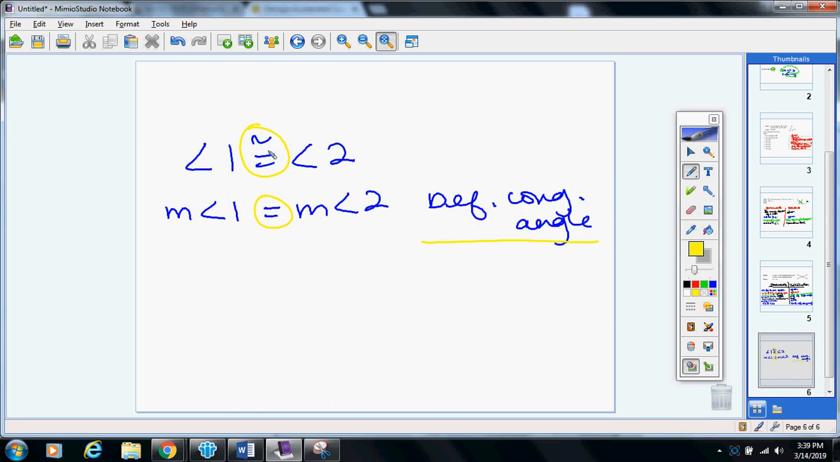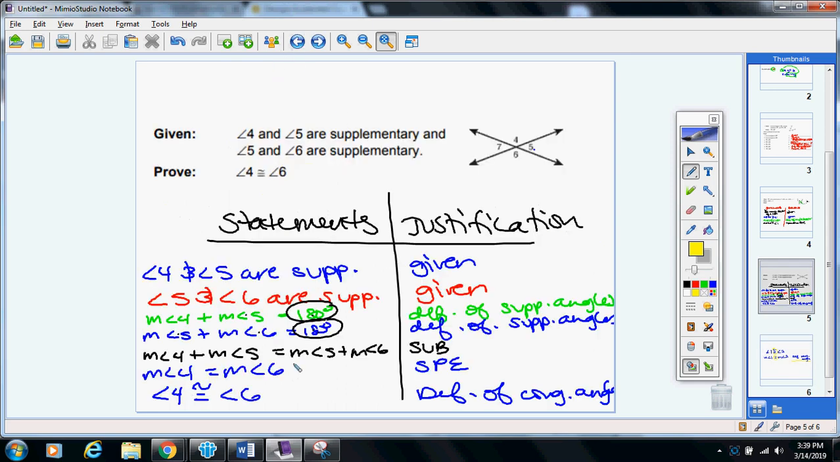So whenever you're going to go back and forth between the equal sign or the congruent symbol, it's going to be definition of congruent angles. You can do the same thing with line segments. You can say definition of congruent segments. So that's what happened here. Through our proof, we proved that the measure of angle 4 was equal to the measure of angle 6, but that's not what this said to prove. This said to prove that they're congruent. So if their measures are the same, well, that means that they're also congruent. So that would be definition of congruent angles.